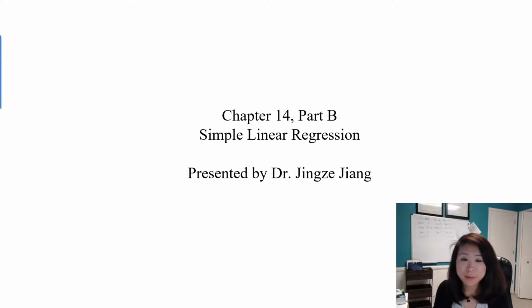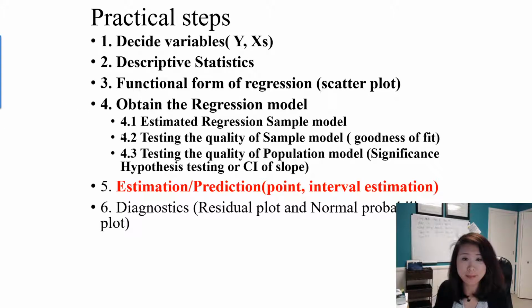Starting from this video, we're going to learn part B of chapter 14. What we learned in part A is step number 4 of the regression analysis. We looked at how to obtain the regression model, including how to estimate the simple linear regression model, how to interpret the slope, and how to test the quality of the sample model using R-square and how to interpret R-square.